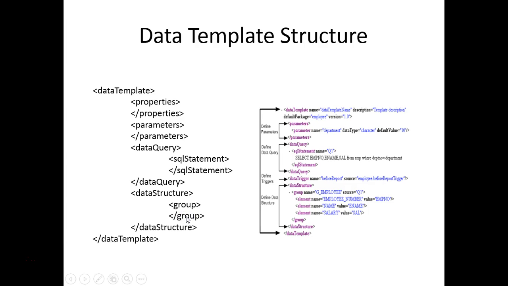So let's look at the structure here. You have the data template. These are the tags: data template. Within that you have properties. Within that you have the data query, which holds your SQL statement. Then you have your data structure, which holds your groups.